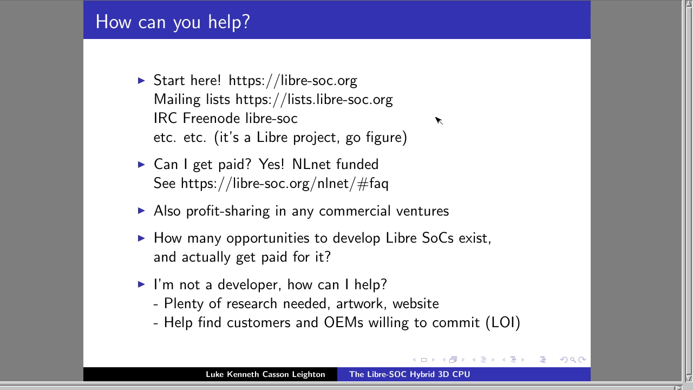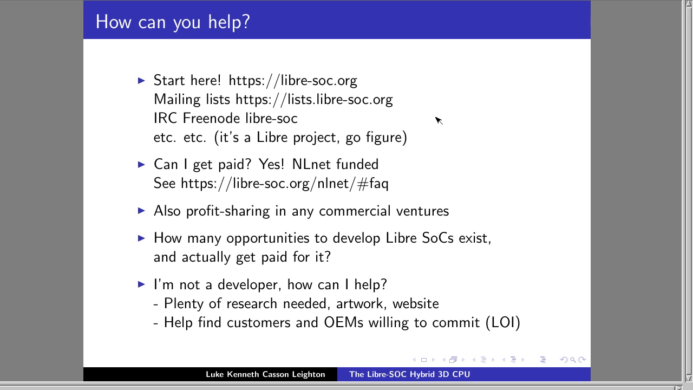How many opportunities to develop Libre-SOCs exist and actually get paid for it? Even if you're not a developer, there are still ways that you can help. There's plenty of research needed, just finding things on the internet and documenting them and putting them on the bug tracker and the wiki. There's artwork that needs doing, there's websites and things in the wiki. We also need help finding customers and OEMs willing to commit.